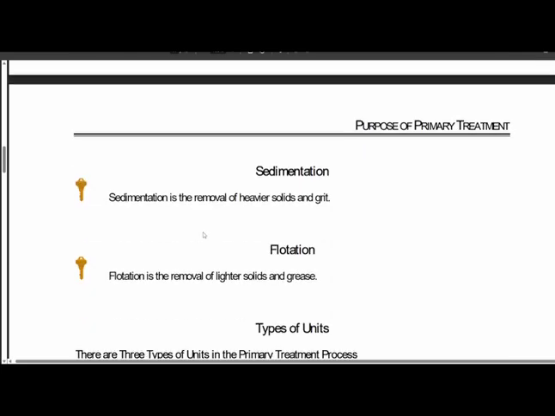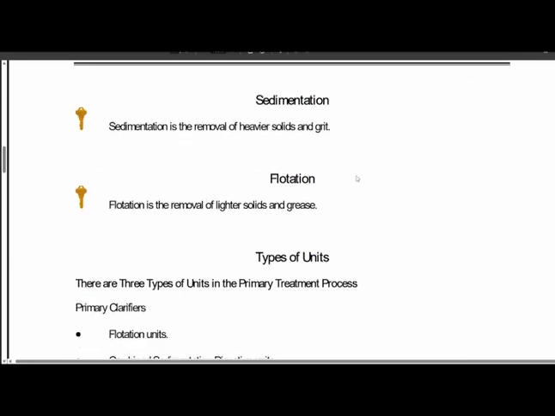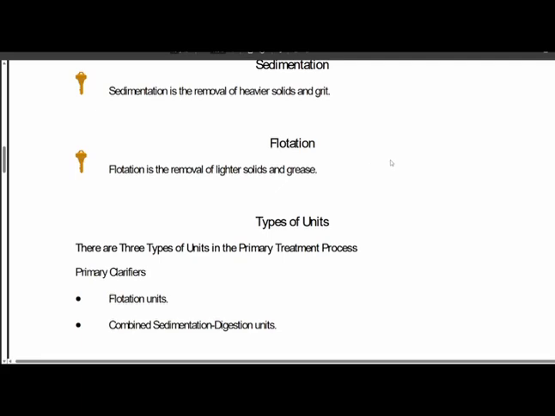Okay, let's see here. Sedimentation is the removal of heavier solids and grit. Flotation is the removal of lighter solids and grease. So like when you do the aeration, all that organic material goes to the surface and all your heavy stuff goes to the bottom. Like we saw with the grit example when we covered grit.